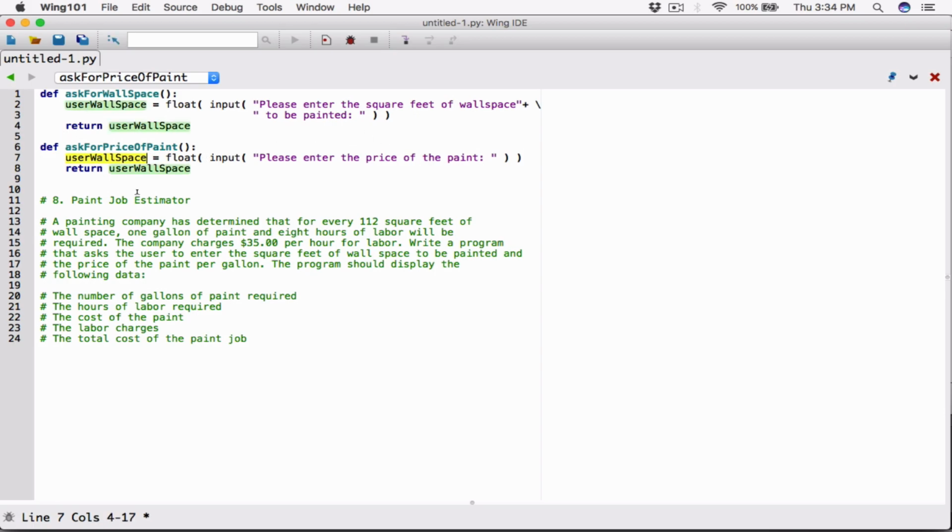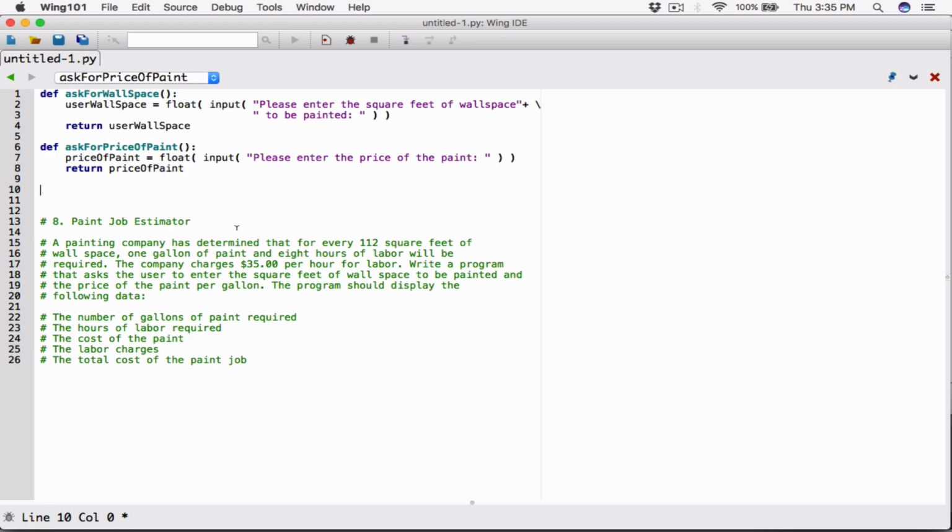So I'm going to go ahead and create a variable called price of paint. And then once we have the price of paint, we want to go ahead and return price of paint. So now we're done with the second function.